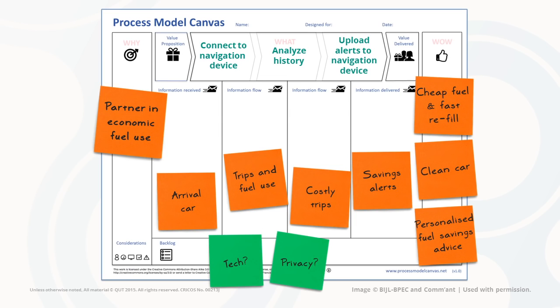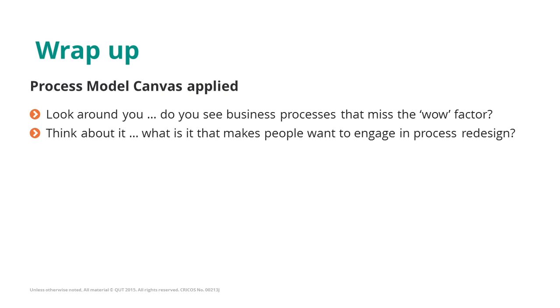Let me try to wrap this up. I told you about the process model canvas, and I've shown you an application in the gas example. You may try out for yourself if you can follow the steps that I have been explaining. Can you take, for a particular process that you are familiar with, a wow factor as a starting point to identify the information exchanges and the different activities that need to be added to an existing process? I think you have a pretty good idea of how that could work out, and of course it works better if you would do this together with other people.